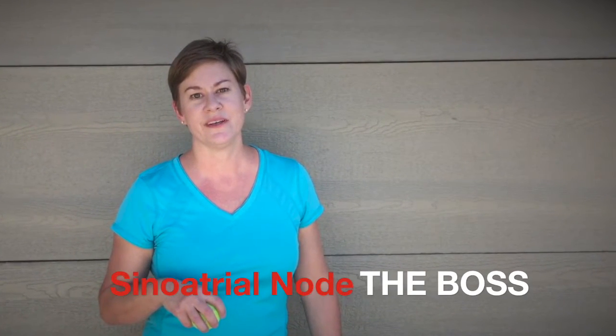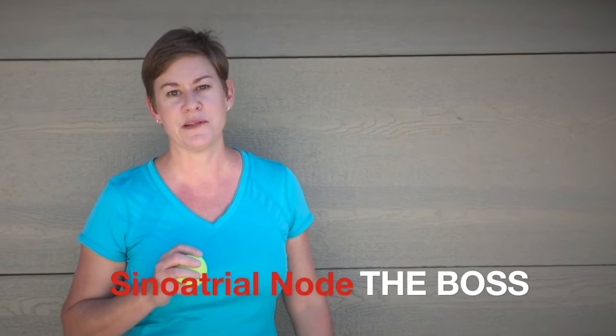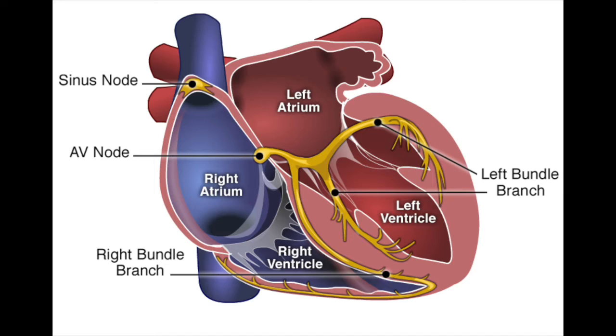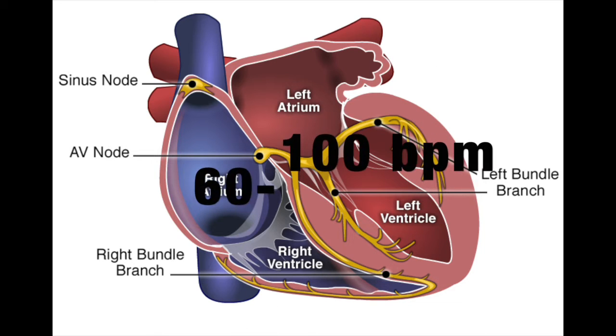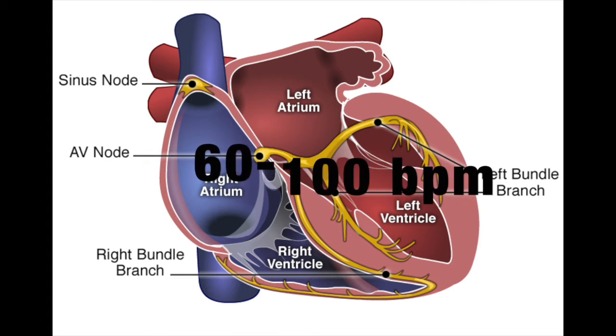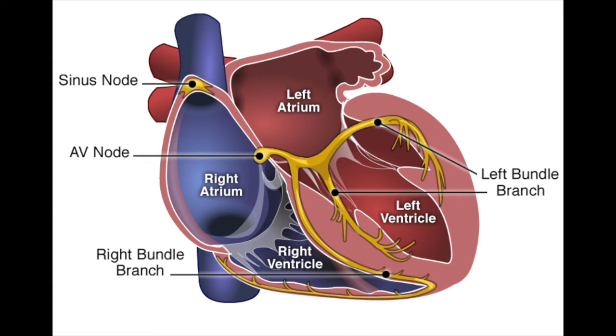I'm the SA node. 60 to 100 beats a minute. I'm the boss. So the SA node's the pacemaker of the heart. It's what makes everything happen. In a normal, healthy heart, this is where all the electricity comes from. And it comes from at a rate of 60 to 100 beats per minute. That's without any other influencing factors. That's known as the intrinsic rate of the SA node.